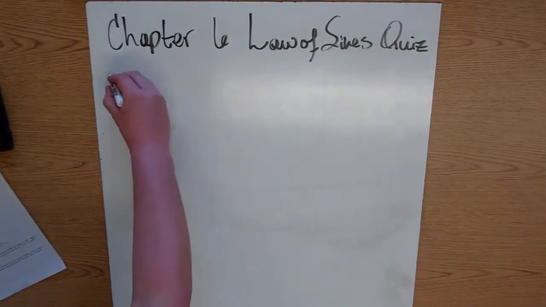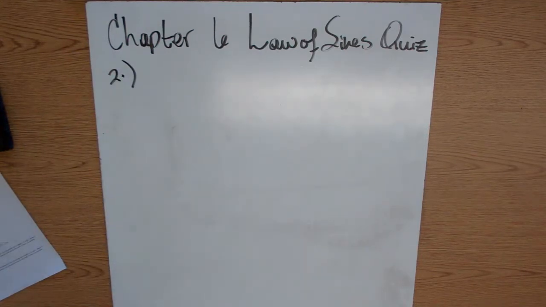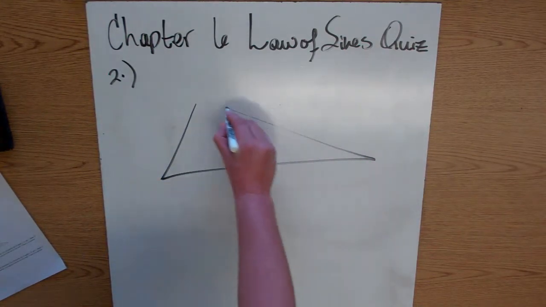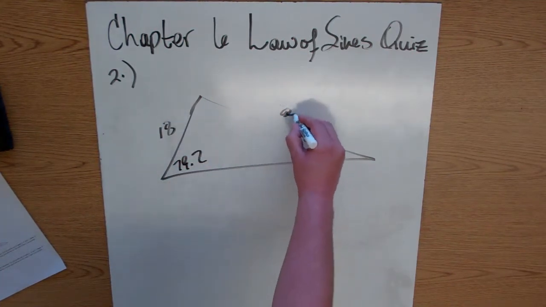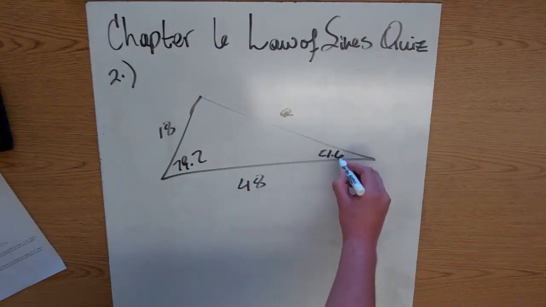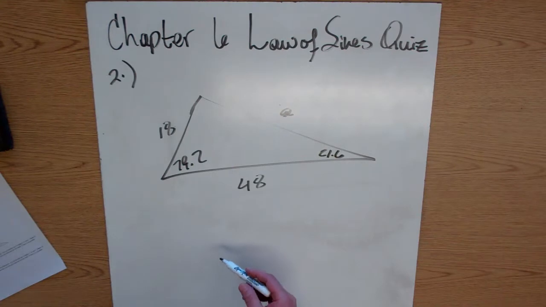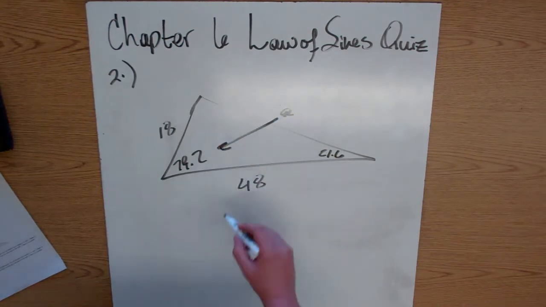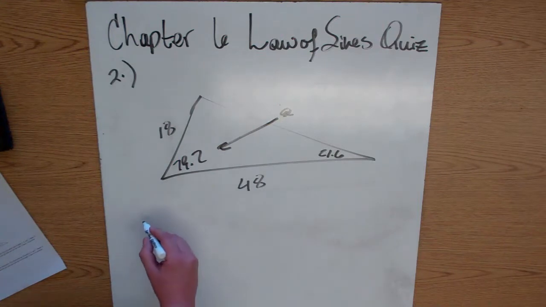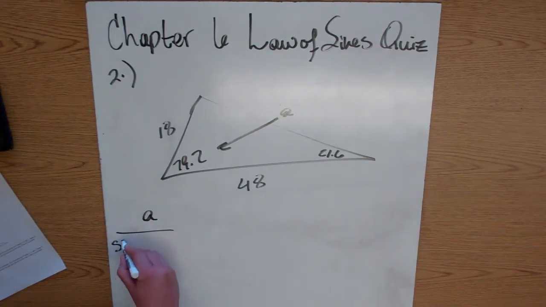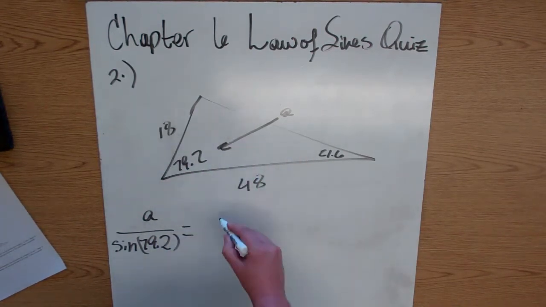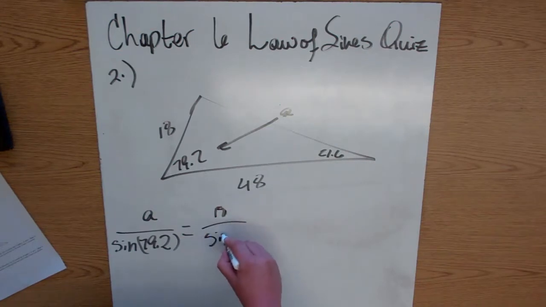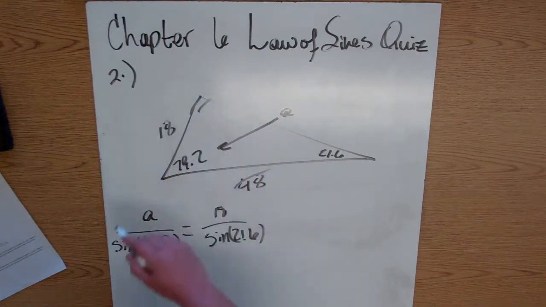Number two. Again, this is for the following triangle. Find the indicated side length. So here we have our triangle. 18, 79.2, A, 48, and 21.6. So now, we need these two. So we're going to have little a over the sine of 79.2 equals 18 over the sine of 21.6. Again, we don't need the 48, we don't need to figure out this angle.